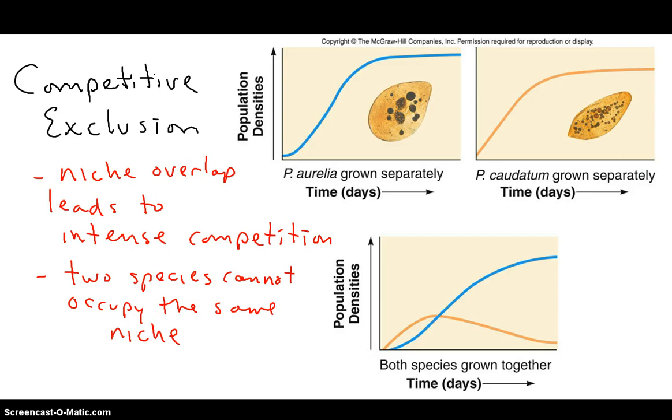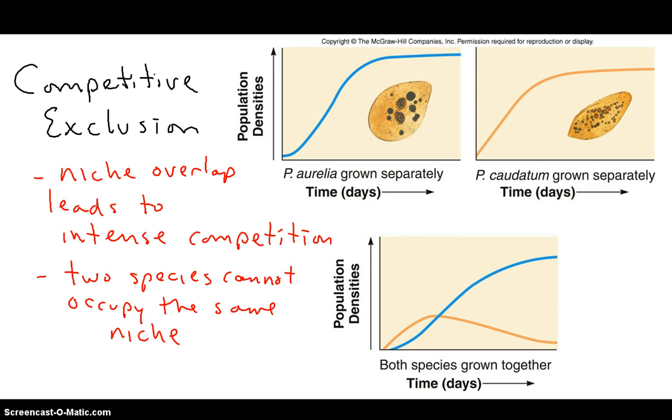So if we look at the top 2 graphs here, on the left there's an organism called P. aurelia. Grown separately, we see this blue line, and its population increases, a nice logistic S-curve growth, and we get very high populations. There's another species, P. caudatum, that when it's grown alone, again, we see a nice growth and then leveling off. So individually, both of them do very well in this environment.